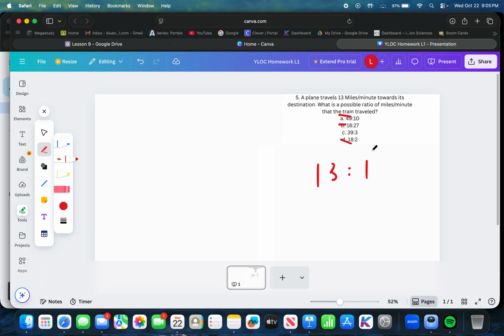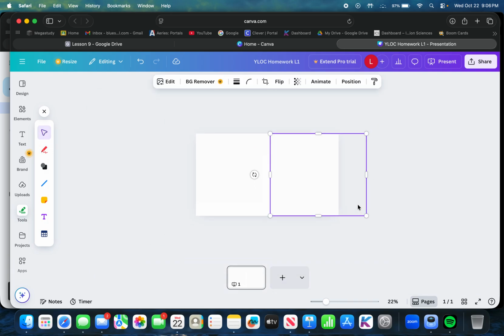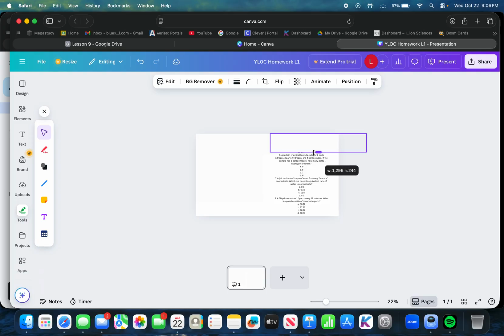Okay, now the reason why I'm crossing these out, we're talking proportions. Proportions always have some kind of relationship. If you look here, times 3 on both sides, we have 3 times 13 is 39. Number 5 is C. If you just know the definition, you should be able to understand each question carefully, even without understanding the full concept.